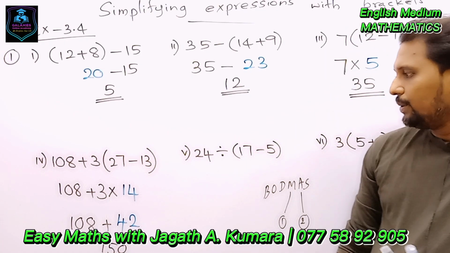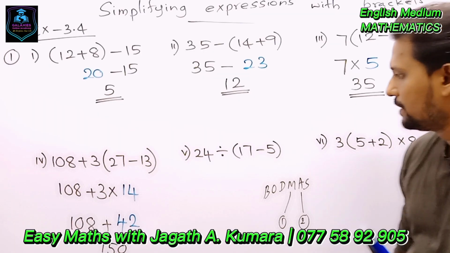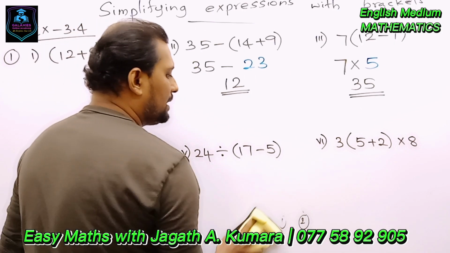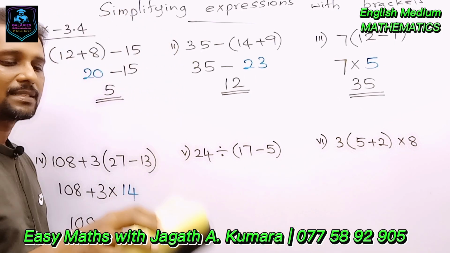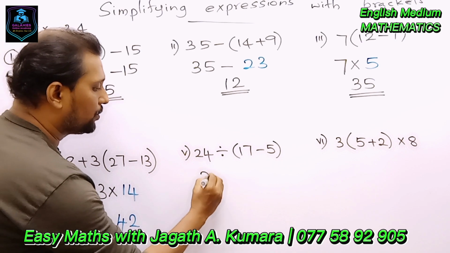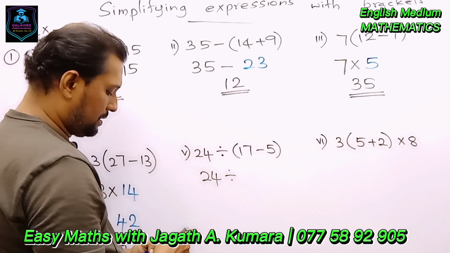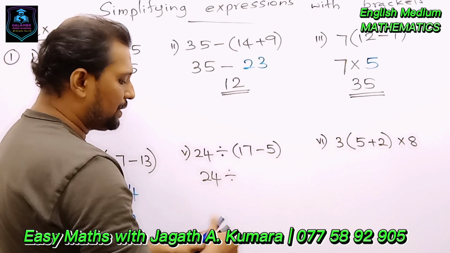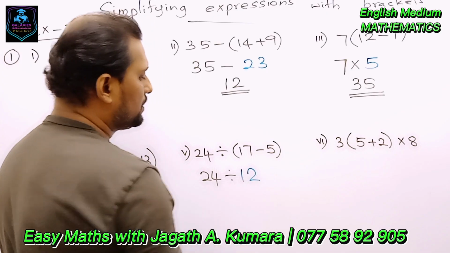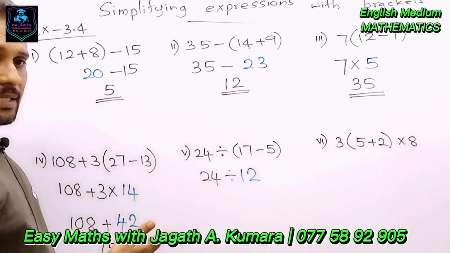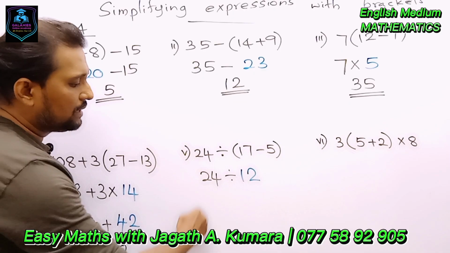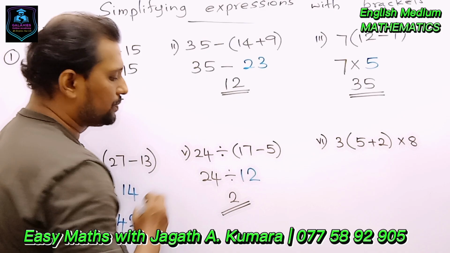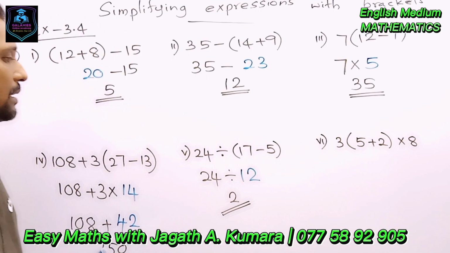Then Roman number 5, look at. 24 divide, within the bracket 17 minus 5. First we have to simplify inside the bracket. 17 minus 5 is 12. Now one mathematical operation remains, the division part. 24 divide 12 is 2. So the answer for Roman number 5 is 2.